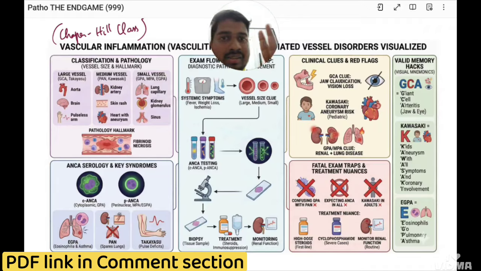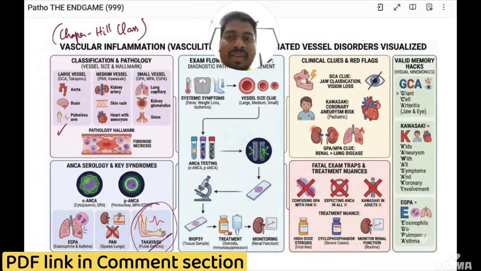Large vessel vasculitis, there are two types. Okay, one is GCA, that is giant cell arteritis, also known as temporal arteritis, that affects mainly the head and neck part. Okay, and the second is the one which affects the aorta and its branches, that is Takayasu. So there are only two types. Okay, in Takayasu, what happens, there will be narrowing of aorta and its branches, especially subclavian. Okay, subclavian arteries are affected, because of which there will be no pulse in the arm. Okay, so this pulseless arm is an example of pulse deficit, is an example of Takayasu.